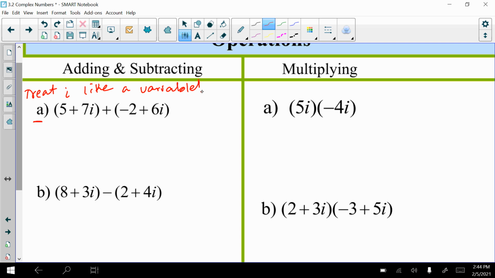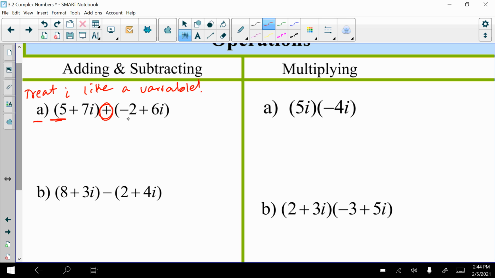And we're going to do the same exact thing here. Okay, so that means we can combine like terms with it, right? So in this first one, 5 plus 7i plus negative 2 plus 6i, I'm going to pay attention to what it's telling me to do. It's telling me to add. And then I'm just going to combine like terms.